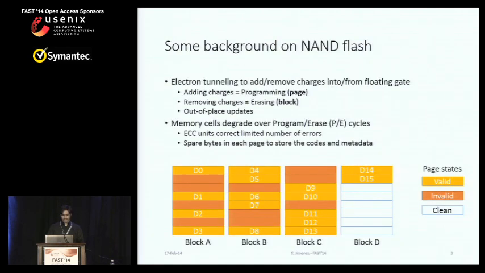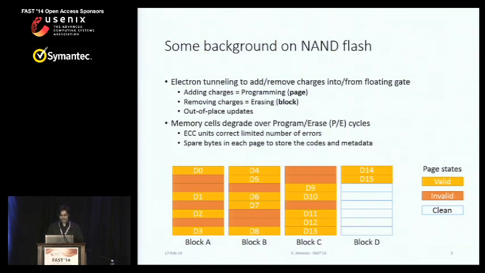Before going on, I want to give you some basics on NAND flash. It works on electron tunneling effects to remove and put charges into or from floating gates. Adding charges is called programming, and it's performed at the page level. Removing charges is called erasing, and it's performed at a coarser granularity, on blocks. And as we cannot reprogram a page before erasing it, it enforces out-of-place update.